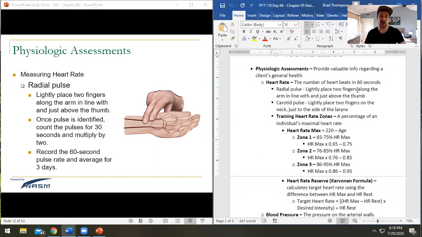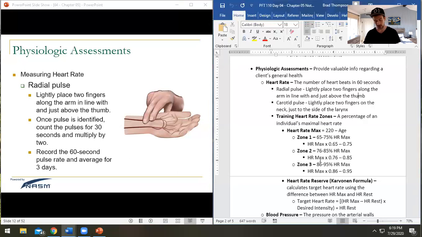Now, that's really, really great. You can do this in any way that you want to do it. You can do it for a full 60 seconds, and you can just count the number of beats. 1, 2, 3, all up for a full 60 seconds. You can do it for 30 seconds and multiply it by 2. That'll give you the number of beats in 60 seconds. You can do it for 6 seconds and multiply it by 10.